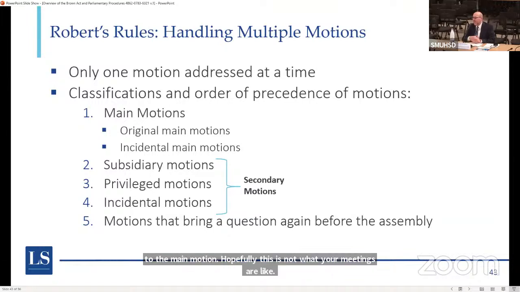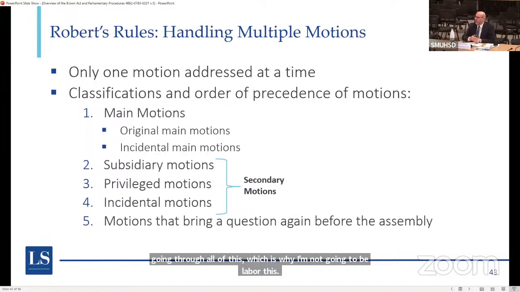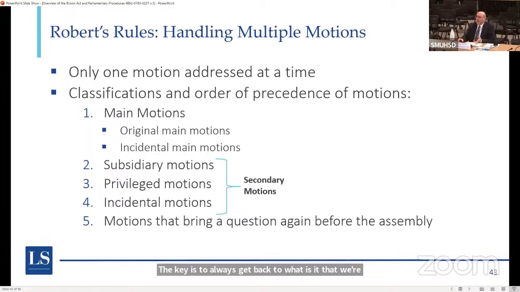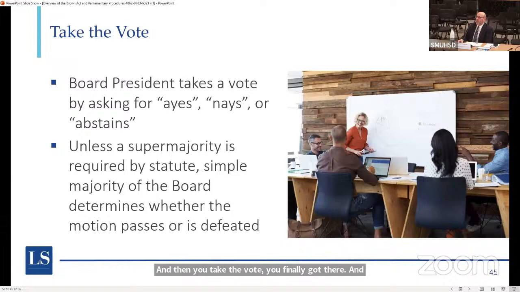Hopefully, this is not what your meetings are like. Hopefully, you're not doing amendments and going through all of this, which is why I'm not going to belabor this. The key is to always get back to what is it that we're voting on. And you can always just talk to each other. Can you clarify your motion? I'm not understanding what this means, as opposed to bringing a motion to amend it. And then you take the vote. You finally got there. And when you take the vote, you take a vote by asking for ayes or nays, or if you want to be more modern, you can do yes or no, abstentions.